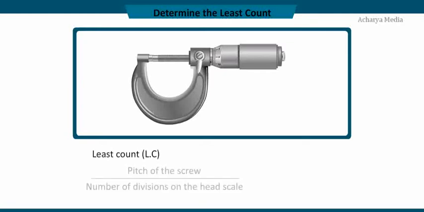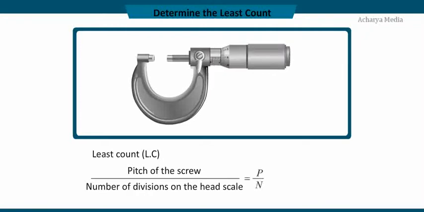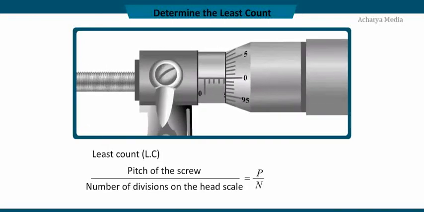Remember that least count is equal to the pitch of the screw divided by the number of head scale divisions. This screw gauge has a pitch of 1 mm. Now let's check the divisions in the head scale. It has 100 divisions. Therefore, the least count of this screw gauge is 1 by 100, which is equal to 0.01 mm.